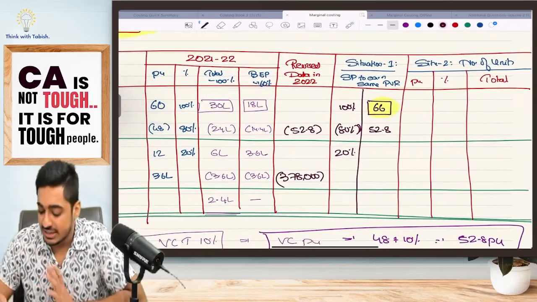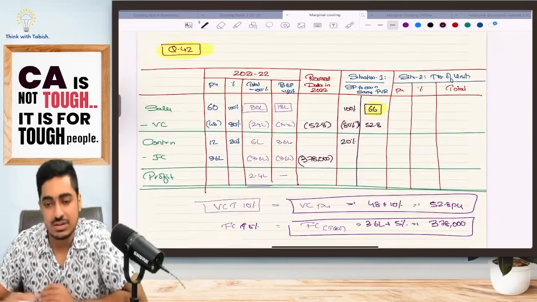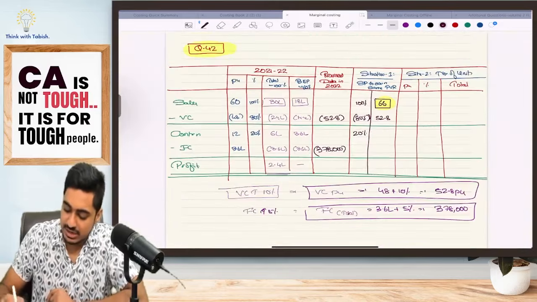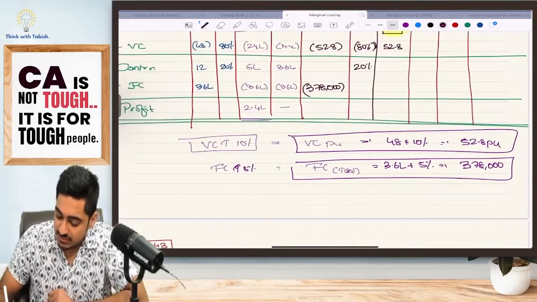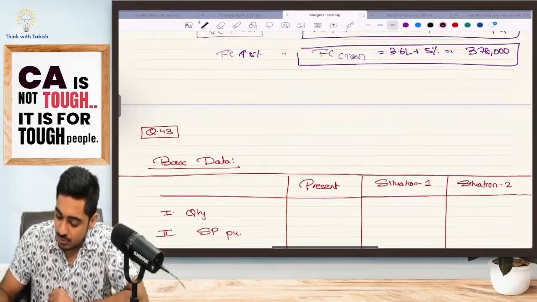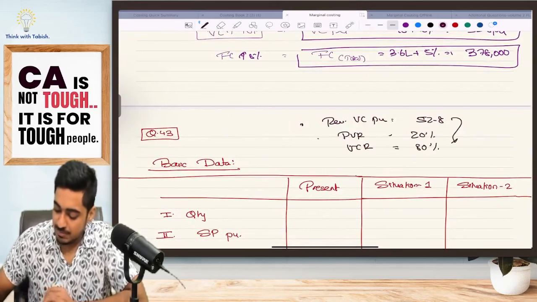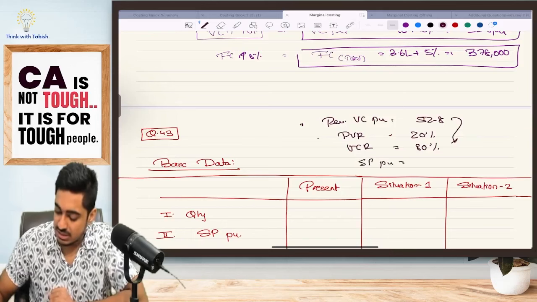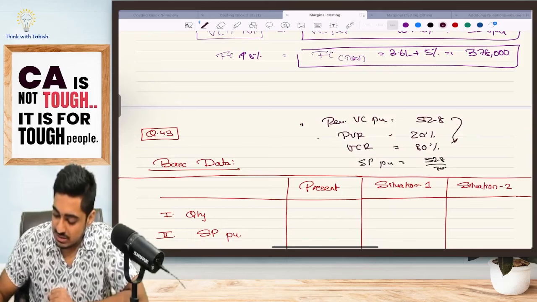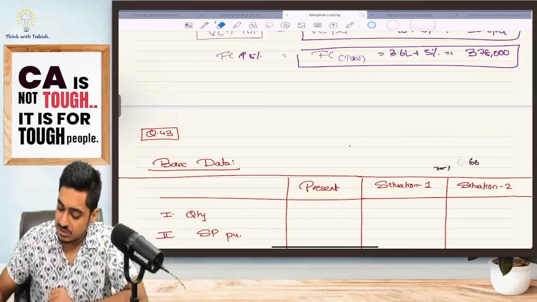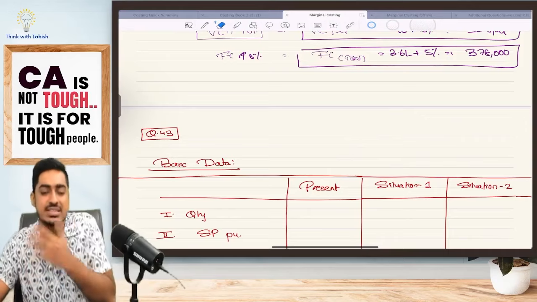I have told you at the starting itself that, in order to save time, I will just finish it off in a single table. Is this clear, everyone? If you are doing it, you will write it like this. Revised variable cost per unit is 52.8. PV ratio is 20%, that means my variable cost ratio is 80%. Now you will compare the two based on the selling price per unit, which is 52.8 by 80%, which becomes 60. Is this clear, everyone? I have just finished it off in a table. Whatever you have done in a table, just write it down below as a note.